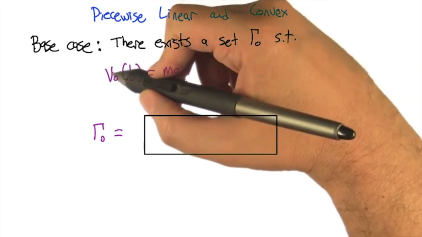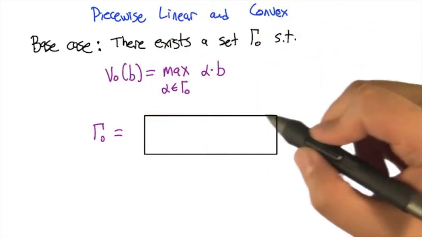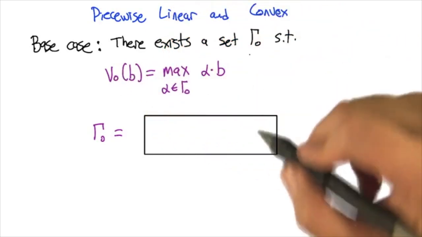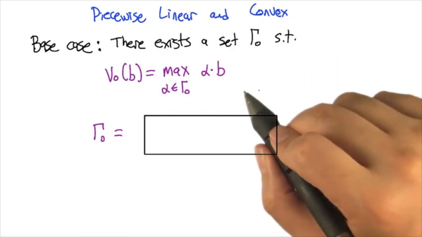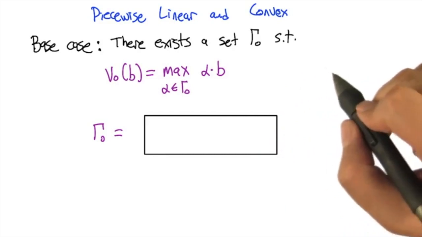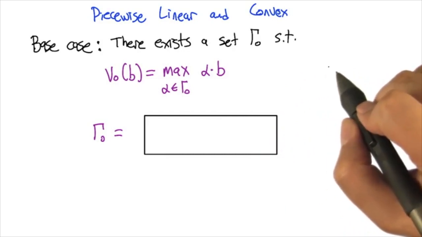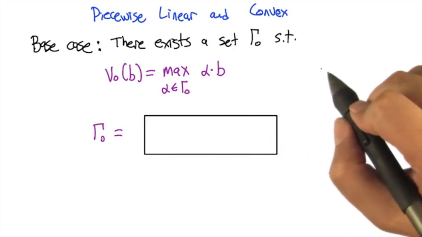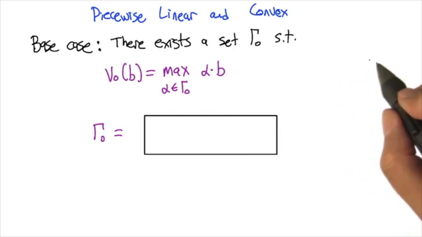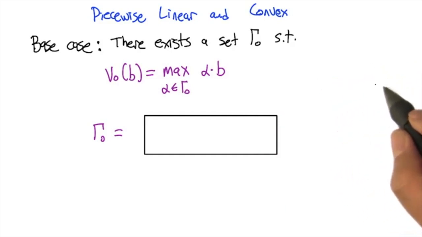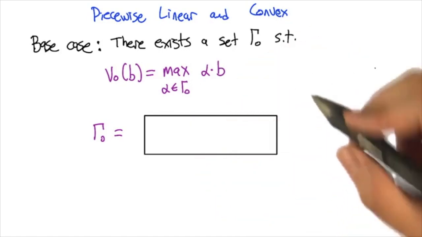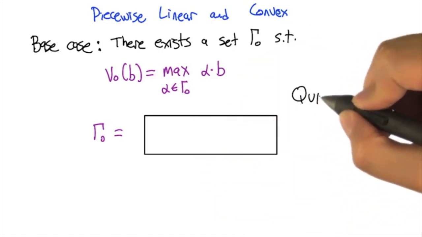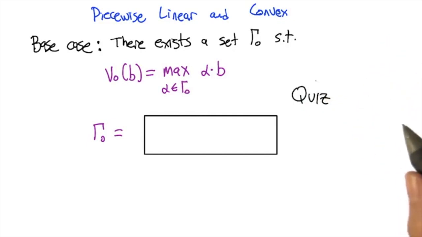So what we're going to do is a proof by induction. We're going to show that the base case is that we can represent the value function at time step 0 using a finite set of vectors. And that if we can represent the value function for some time step t minus 1 with a finite set of vectors, then we can construct a finite set of vectors for representing the value function at t. So let's start off with the base case. This is going to be a quiz because often base cases are not so hard. This base case is not so hard. Here's what we need to do.